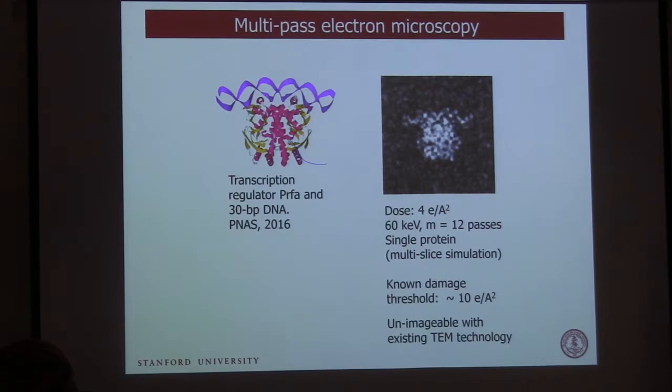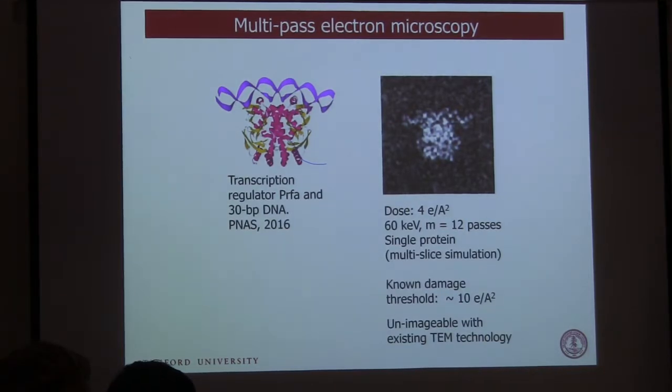And so there's a real push to get the imaging protocols working where you can reduce the dose level to something below this, I won't say critical, but this known damage threshold of 10 per angstrom squared, and get a good picture. And so this is a simulation using a protocol I'll explain.